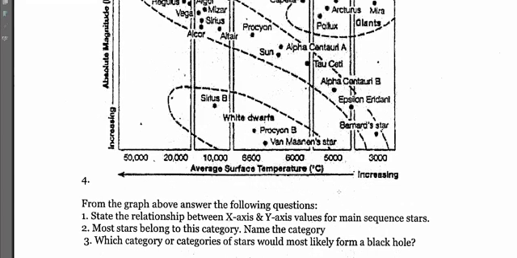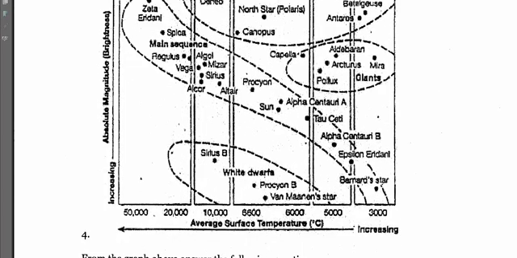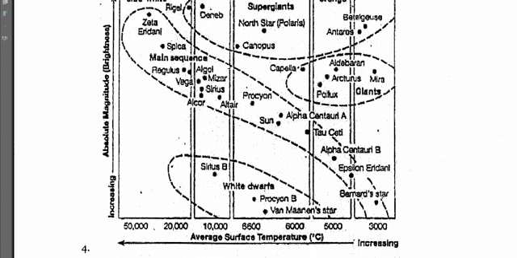So state the relationship between X and Y. Well, as we can see, as temperature increases, we know magnitude will increase, but it's also dependent upon the mass of the star. We've got white dwarfs here, have very high surface temperature, but they're not very bright because they are not very massive. So again, you got to throw that whole idea of mass in there also.